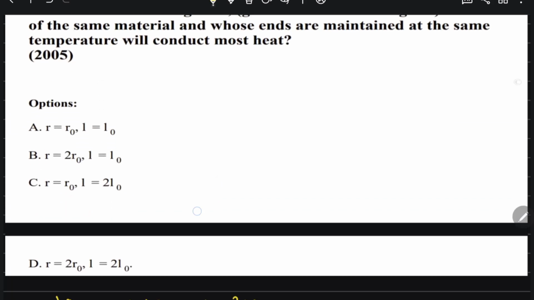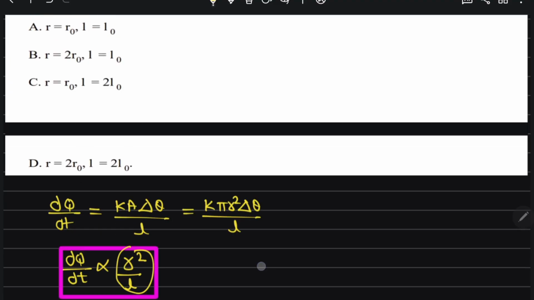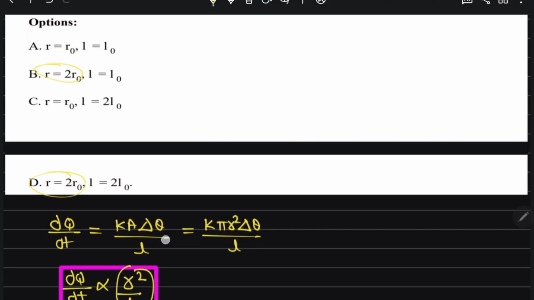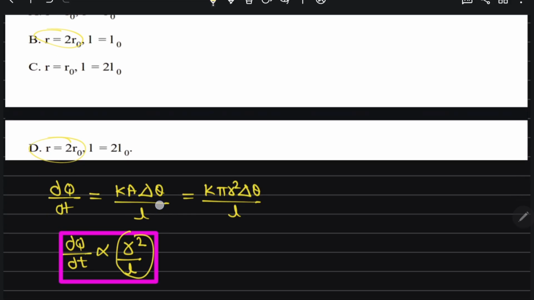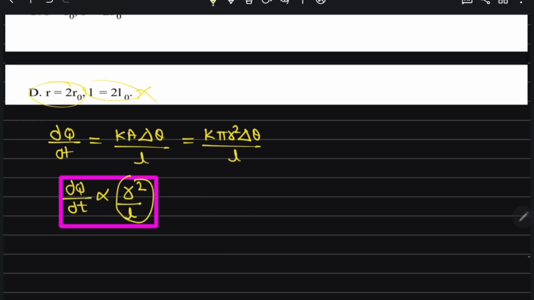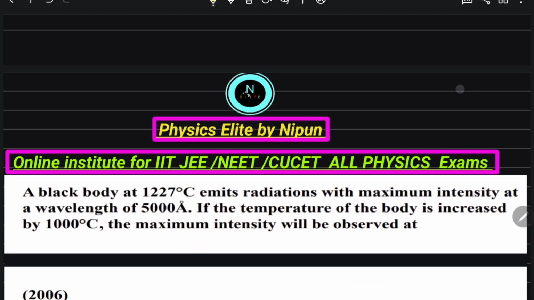So which conducts more heat? Most heat means the radius is largest and the length is small. The radius is largest for this and this, and the length for this one is double, so that is not possible. Radius is 2 times and length remains the same, because length is inverse. So option B is correct. Now I proceed to the next question.